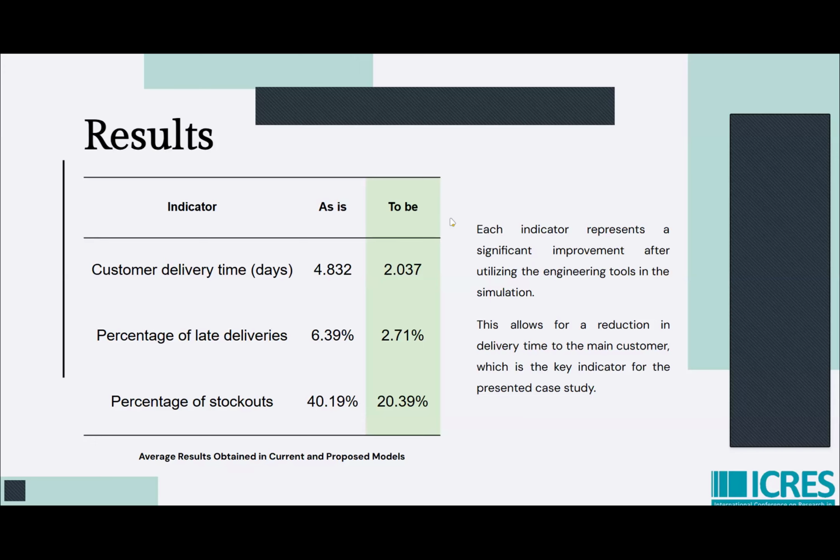So we can see that in the customer delivery time, there is a reduction from 4.8 days to 2.03. In the percentage of late deliveries, we have a drop from 6.3 to 2.7, and finally the percentage of stocks from 40 to 20. So each indicator represents a significant improvement after utilizing the engineering tools in the simulation. This allows for a reduction in delivery time to the main customer, which is the key indicator for the presented case study.